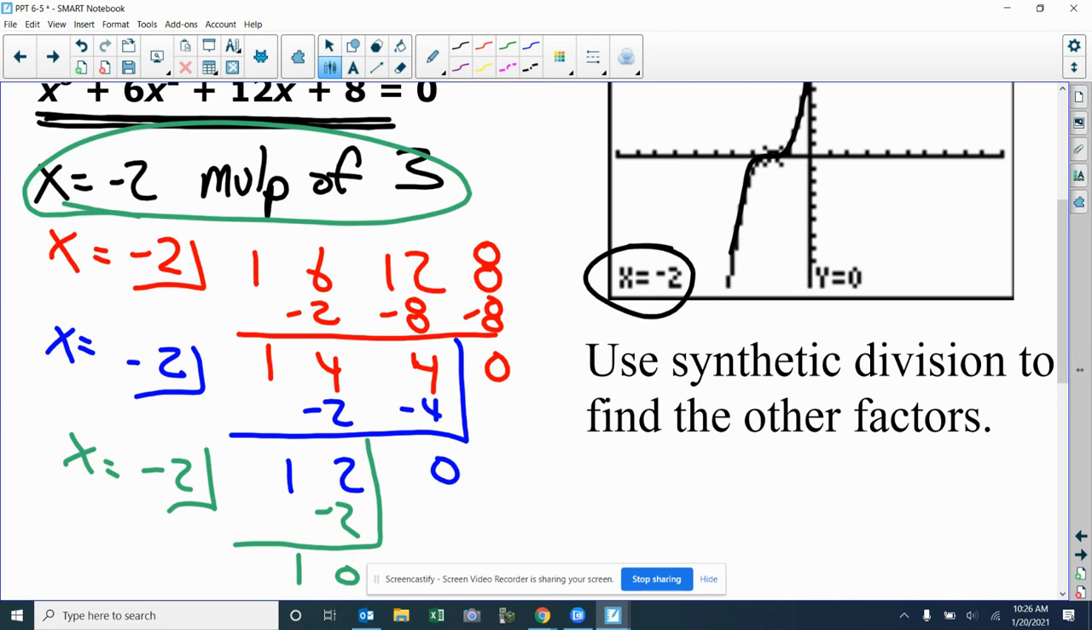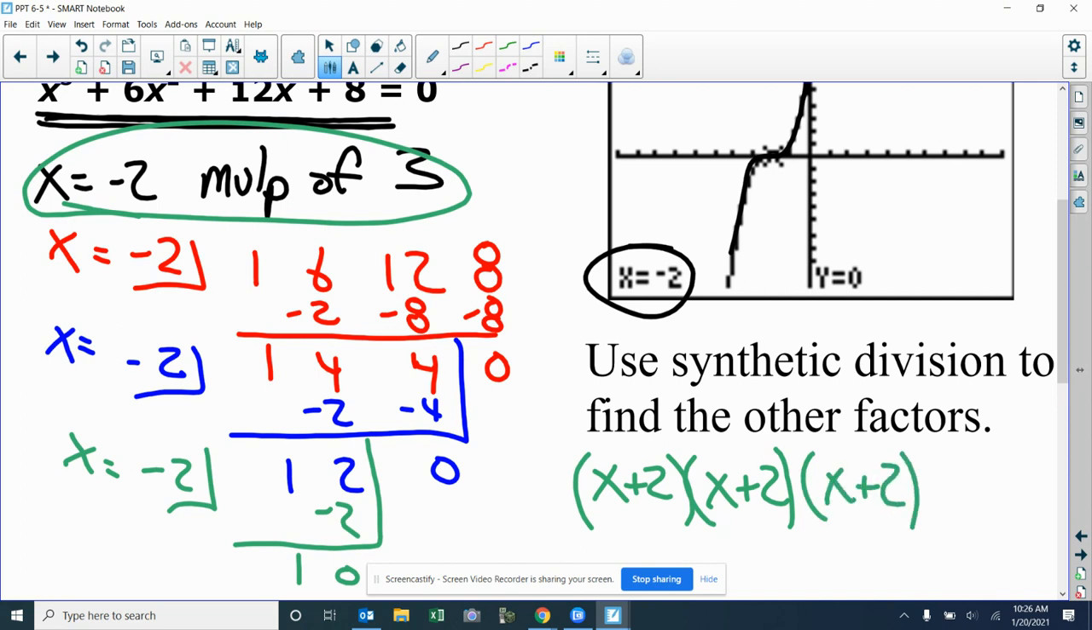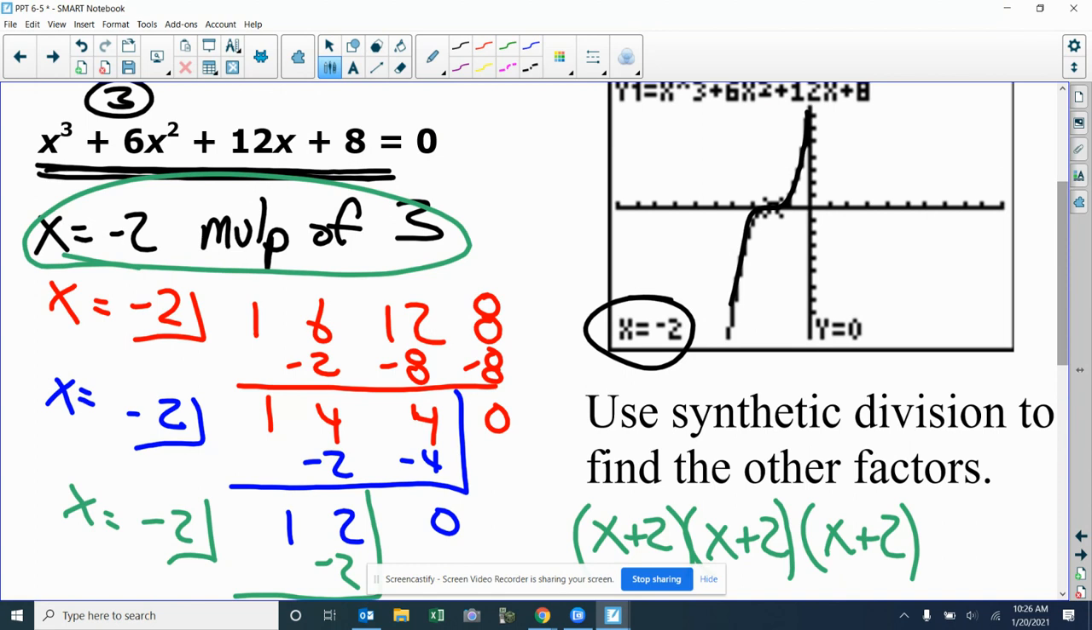What does that mean? That means this, okay? X plus 2, x plus 2, x plus 2. If we were to go backwards and FOIL all that out, what would we get? We'd get that right there, wouldn't we? Is that sinking into you? Do you understand? You should by now, because we've been doing this a little bit.